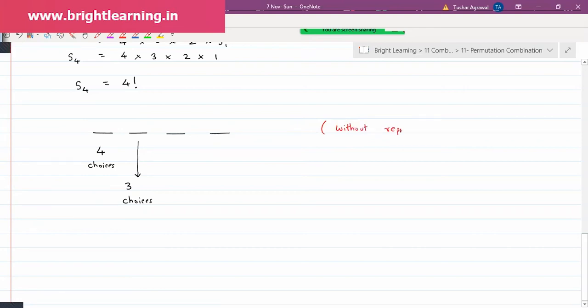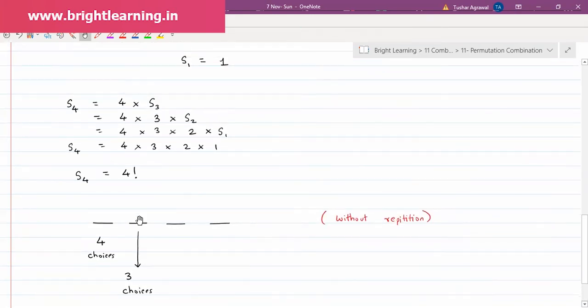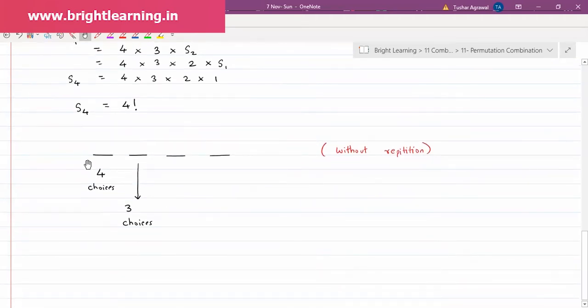Without repetition means we are not considering the case where F and F can be repeated, like F, F, F, F, or F, F, U, R. We are not taking those possibilities. Without repetition, you just have one F, one O, one U, and one R. So if 4 choices are there at the first position, at the second position you are left with 3 choices. At the third position, you are left with 2 choices only, and at the last position, 1 choice only.